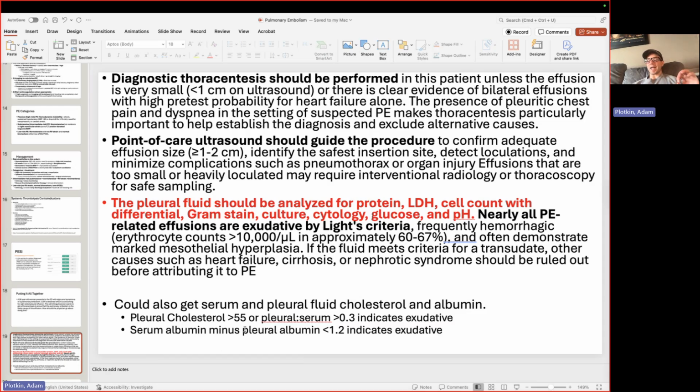Other ways we can make a diagnosis of exudative effusion, or at least push me in that direction: we can get the pleural cholesterol. If that pleural cholesterol is greater than 55, or if I divide the pleural cholesterol by the serum cholesterol and that's greater than 0.3, that's indicative of an exudative effusion. And if I take the serum albumin minus the pleural albumin, and that's less than 1.2, that indicates exudative as well, okay? Those are more advanced tests. They wouldn't expect you to know those on Step 2. You're expected to know Light's criteria, right?